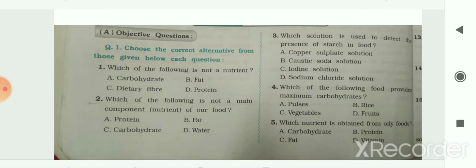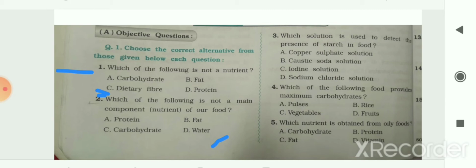So first question of this exercise, choose the correct alternative from the following options. Which of the following is not a nutrient? Option is given to you: carbohydrate, fat, dietary fiber or protein. So your answer is C, dietary fiber. Next question is, which of the following is not a main component or nutrient of our food? Protein, fat, carbohydrate or water. So your answer is D, water.